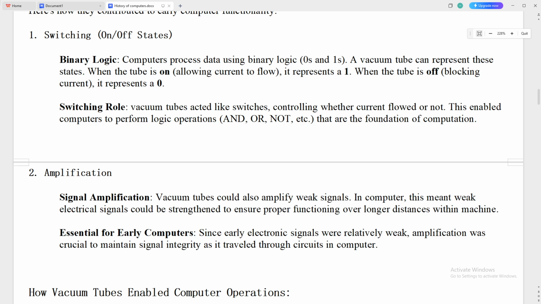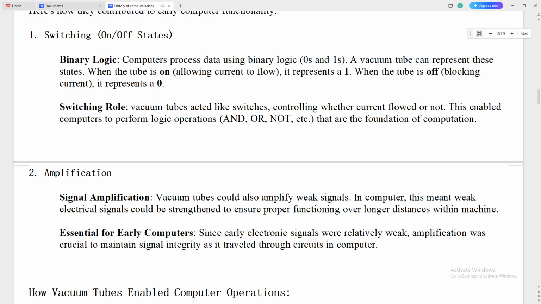When the tube is on, allowing the current to flow, for example from anode to cathode, and the grid is controlling that, at that time it is represented by 1. When the tube is off, blocking current, it is represented as a 0. Now you understand. This same logic is used in transistors, 0 and 1. These 0s and 1s are used in AND, NOR or XOR operations, so that complex calculation is done. You understand my point.